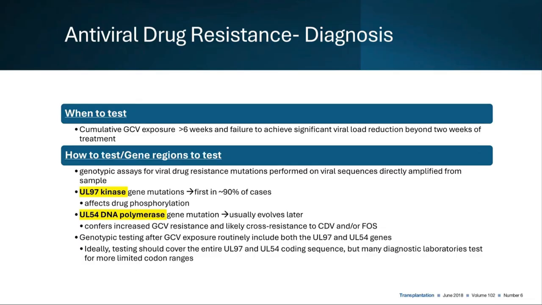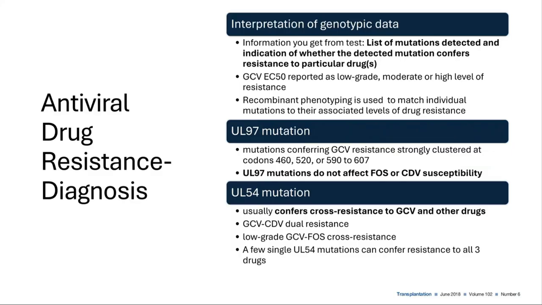2 mutations that they might test you for are the UL97 and UL54 DNA polymerase gene mutations. And the UL97 mutants generally are overcome by foscarnet and cidofovir therapy, but the UL54 mutation is the one that you need to remember, as it confers cross-resistance to ganciclovir as well as other drugs. So that's a really bad one to have.